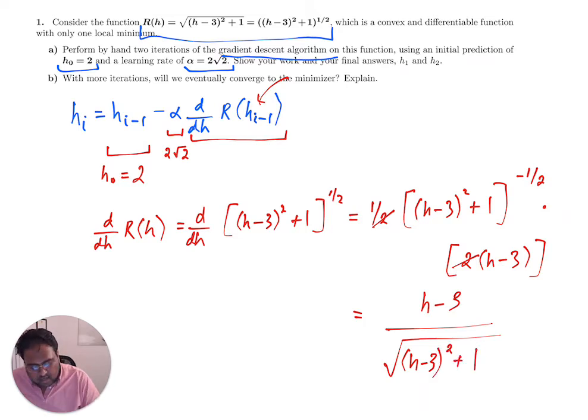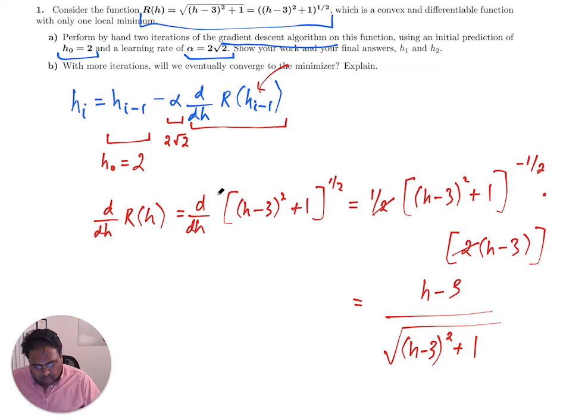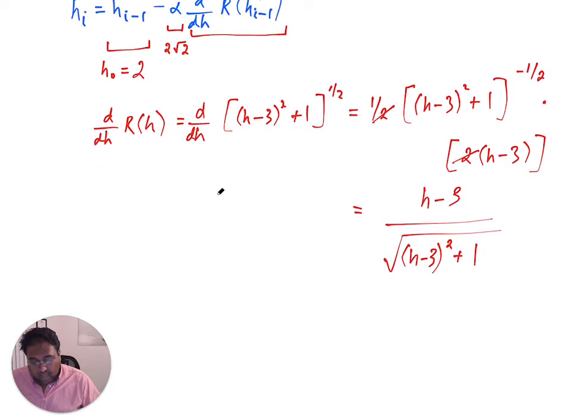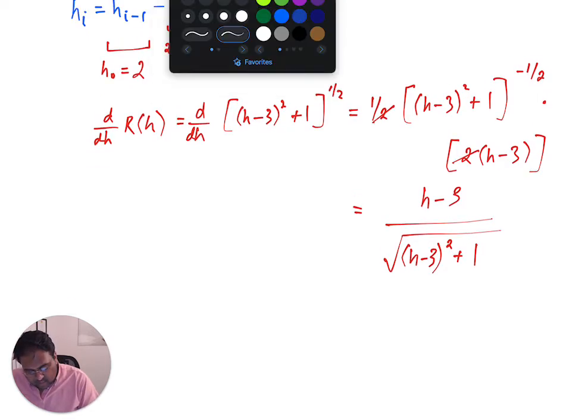How did this get on the denominator? Well, there's a negative exponent here. And why are we taking the square root? Well, we have exponent 1/2. Okay, so now we have a formula that will help us calculate the derivative of r of h at any point. So now let's try and use this in our particular case.